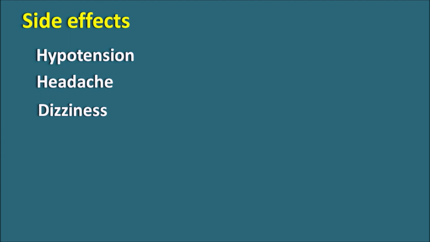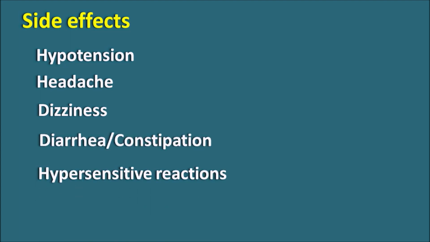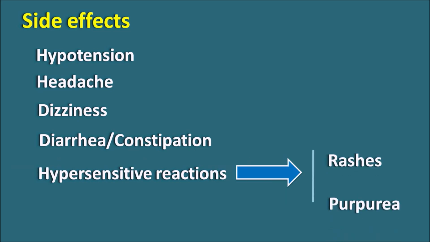Apart from these electrolyte and metabolic changes, it can also produce a few other side effects. One of the important side effects is hypotension, which is because of the hyponatremia produced by chlorthalidone. Similarly, it can also produce headache, dizziness, and even diarrhea or constipation. And another important side effect is hypersensitivity reactions. Because this drug has the sulfamide moiety, it can produce hypersensitivity reactions, which may result in skin rashes as well as purpura and pruritus. So these hypersensitivity reactions can be observed with chlorthalidone because of the sulfamide moiety in the structure.